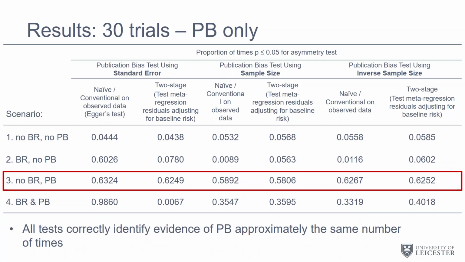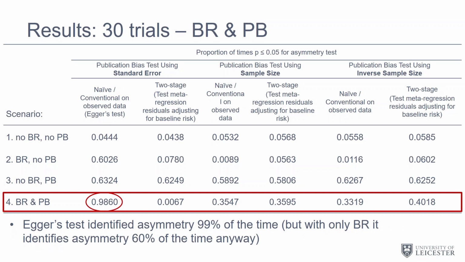In scenario 3, there's no baseline risk interaction now, but we do have publication bias. And what we can see is that all 6 methods are correctly identifying publication bias approximately 60% of the time. So now we see that in scenarios 1 and 3, where in both cases there's no baseline risk interaction, the 6 methods all have comparable results and seem to work in the same way.